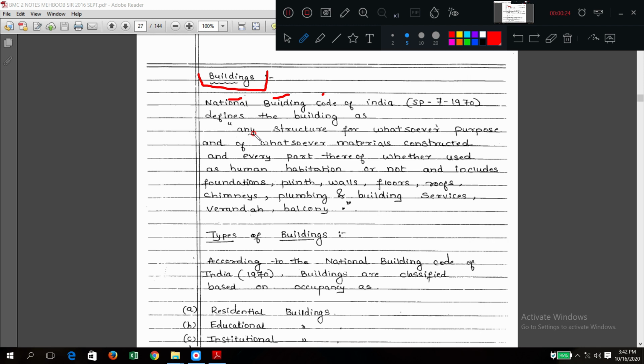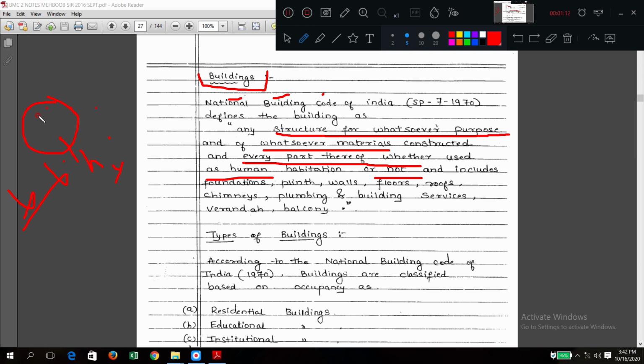What is that? Building: any structure for whatsoever purpose and whatsoever materials. Any structure which is constructed for any reason or through any material, and every part thereof, whether used for human activities or not. Means whatever the structure, whether it is used for human habitation or not, both ways are possible. Human habitation means residential buildings. Not for human habitation means godowns and all, no? Those come under non-human habitation places.